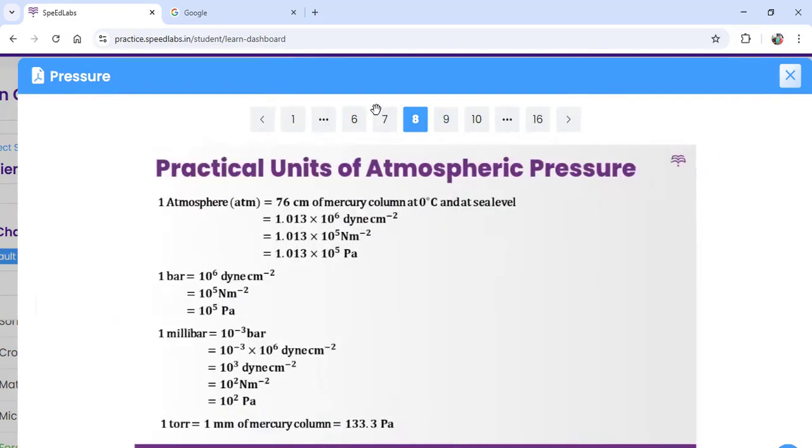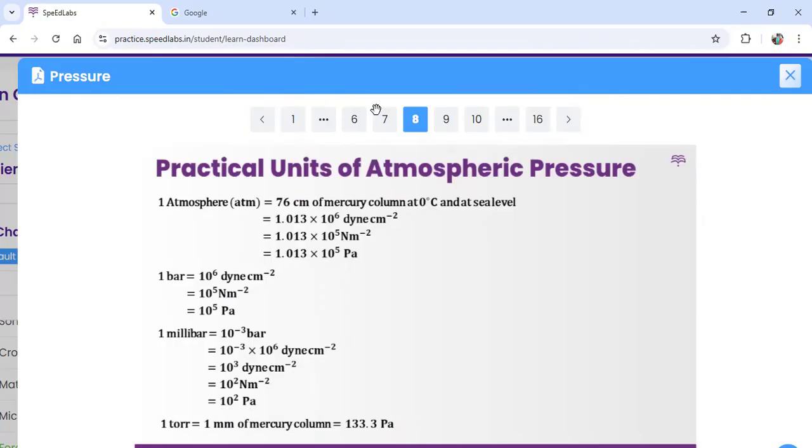Okay, practical units of atmospheric pressure, children. 1 atm, I told you, is 1.013 times 10 power 5 Pascal. 1 bar is equal to how much? 10 power 6 dyne per centimeter square, or 10 power 5 Pascal, or 10 power 5 Newton per meter square. 1 millibar is equal to 10 power minus 3 bar, or 10 power minus 3 times 10 power 6 dyne per centimeter square, which is 10 power 3 dyne per centimeter square, or 10 power 2 Newton per meter square, or 10 power 2 Pascal.